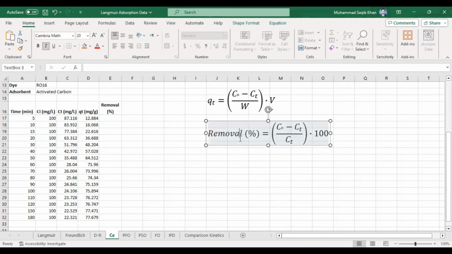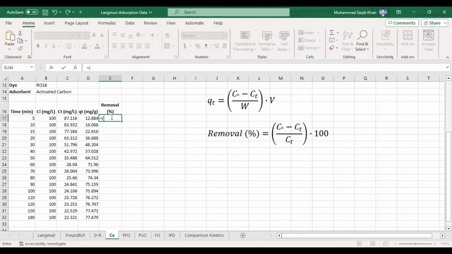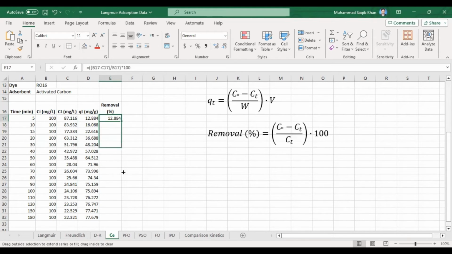So we will put this formula over here. This will be equal to C naught minus CT divided by initial concentration multiplied by 100. So this is this much percentage. We'll copy this formula throughout. So percent removal or QT is almost the same in this case.